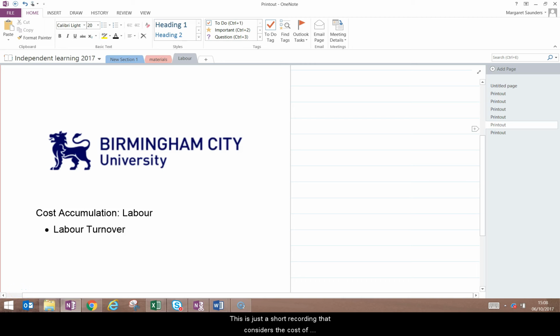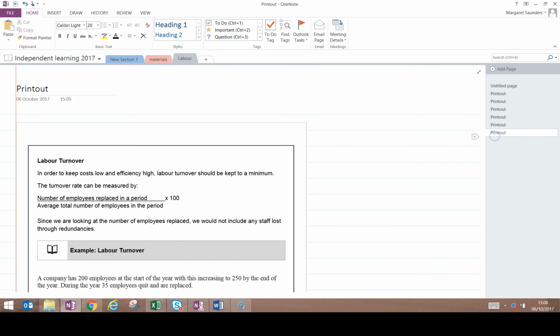This is just a short recording that considers the cost of labour turnover and how we can measure it. By labour turnover, we mean the number of staff that are leaving an organisation. Any organisation would like to keep their labour turnover to a minimum. This allows the costs to be kept low and the efficiency high.